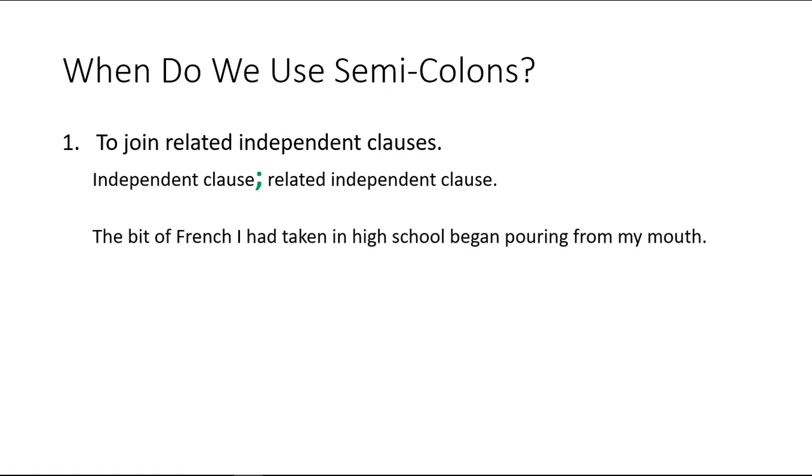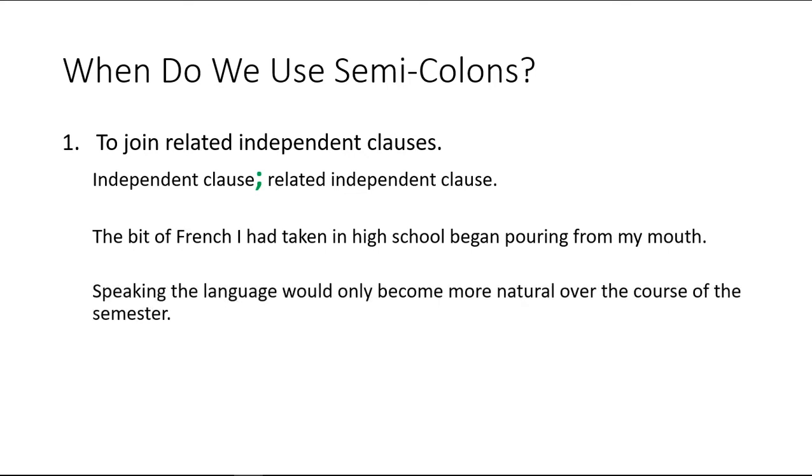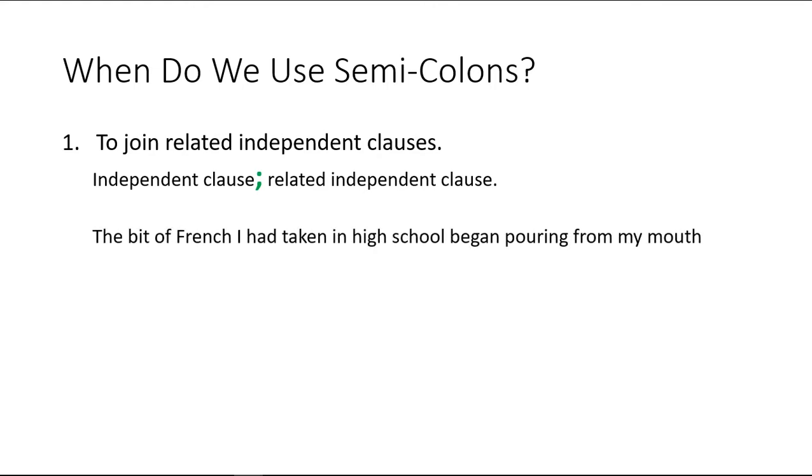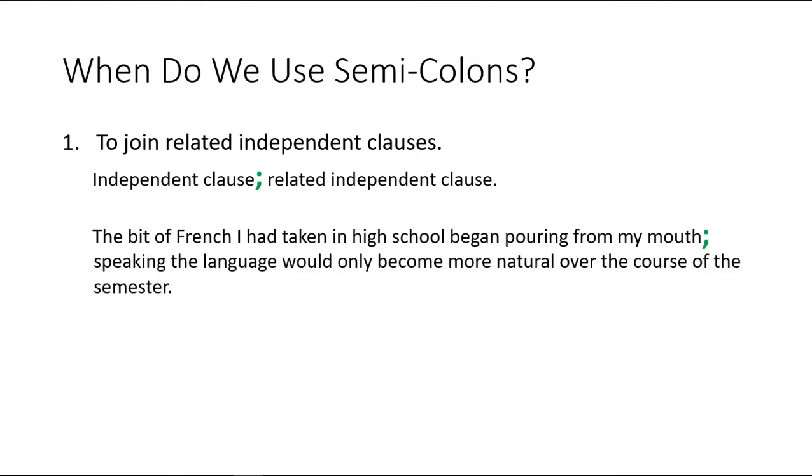So here's an example. The first independent clause is, the bit of French I had taken in high school began pouring from my mouth. And the second independent clause is, speaking the language would only become more natural over the course of the semester. Now these are two independent clauses, and we can join them into one sentence using the semicolon. So let's look at that formula again: independent clause, semicolon, related independent clause, and we put those two clauses together into one sentence. The bit of French I had taken in high school began pouring from my mouth; speaking the language would only become more natural over the course of the semester.